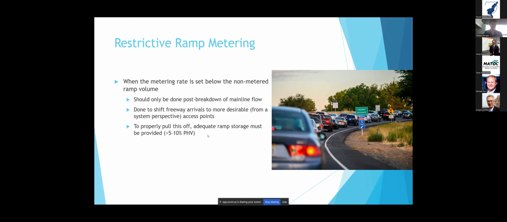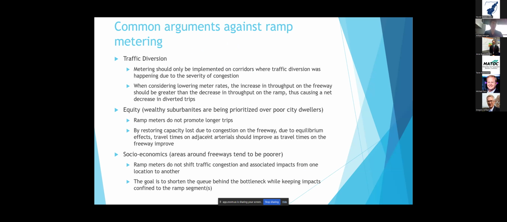And to wrap up this section, I will go through some common arguments against ramp metering and why I disagree with them. The first one that you hear the most is traffic diversion, which is that essentially all the ramp meters are doing is shifting congestion from the freeway to adjacent arterials.